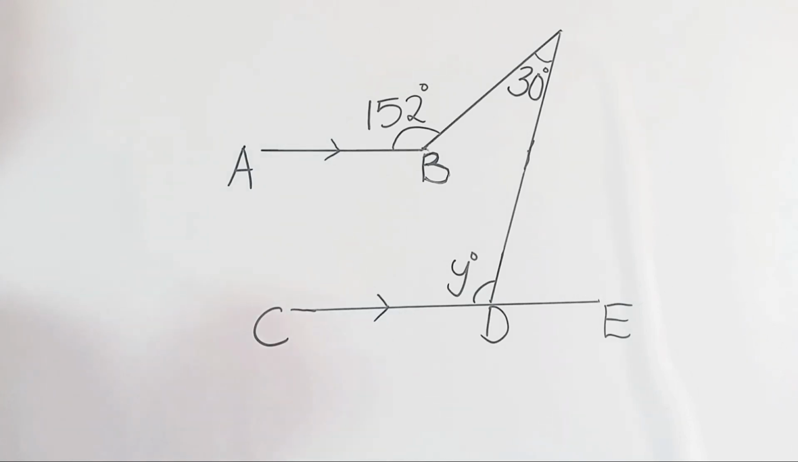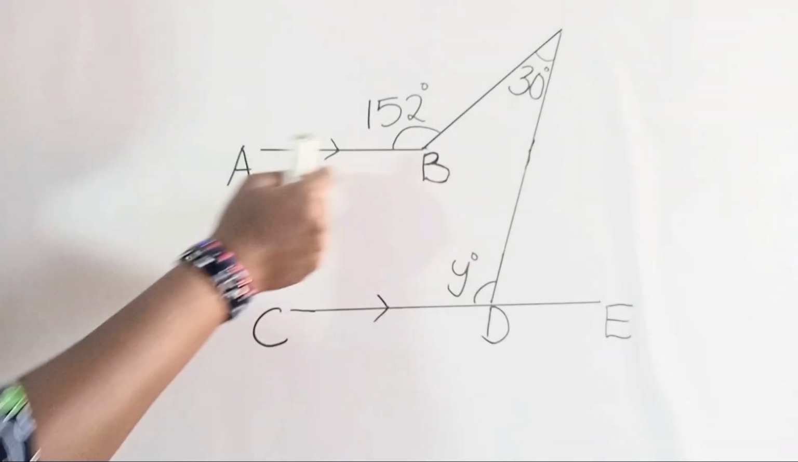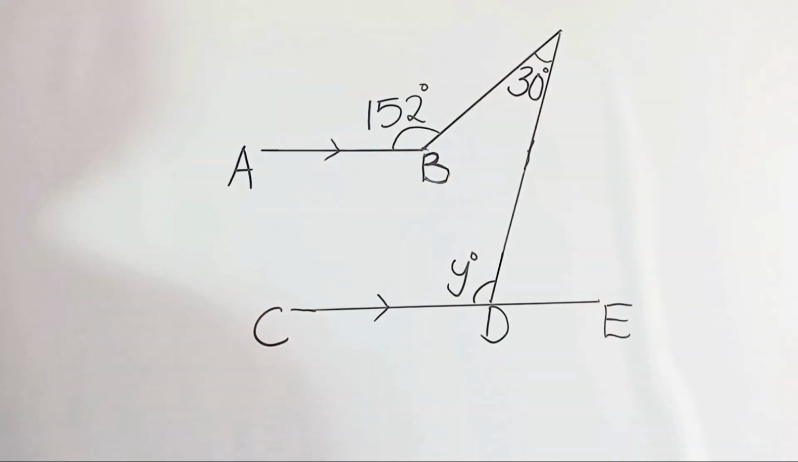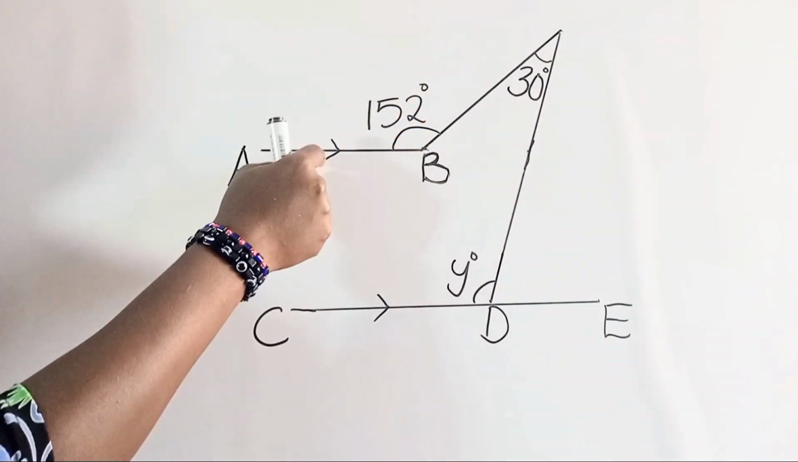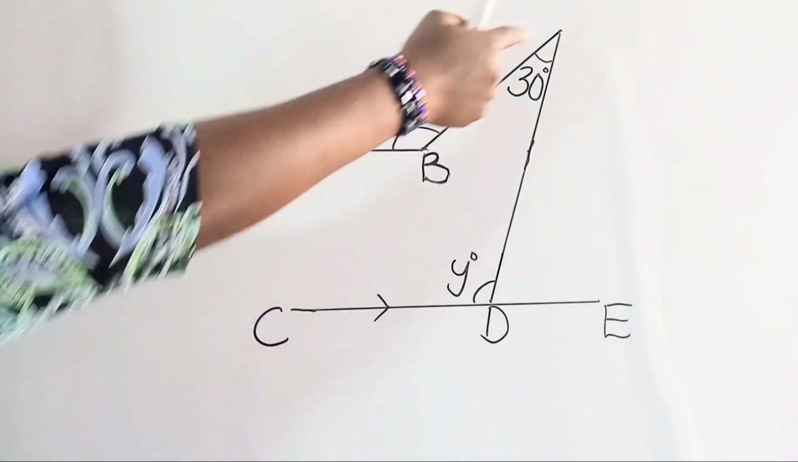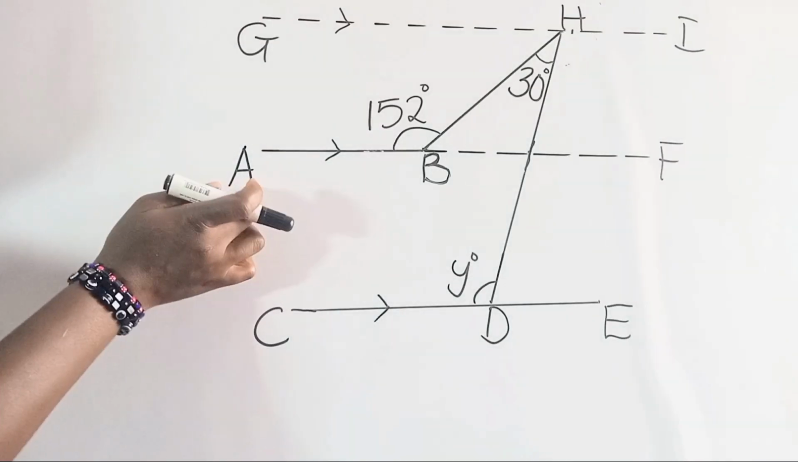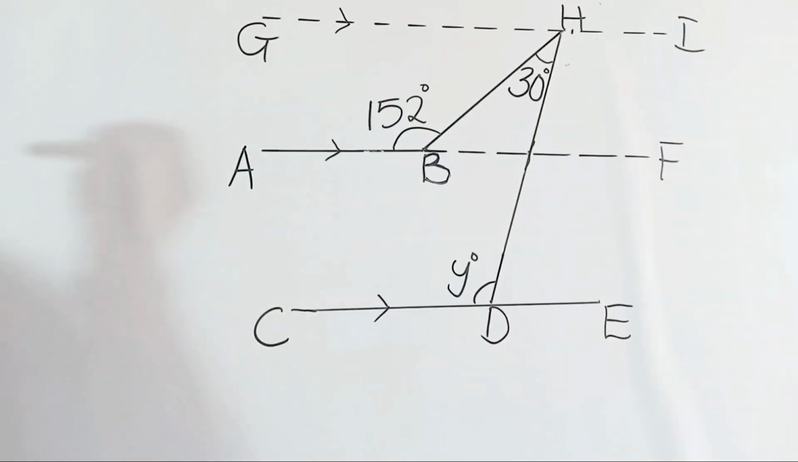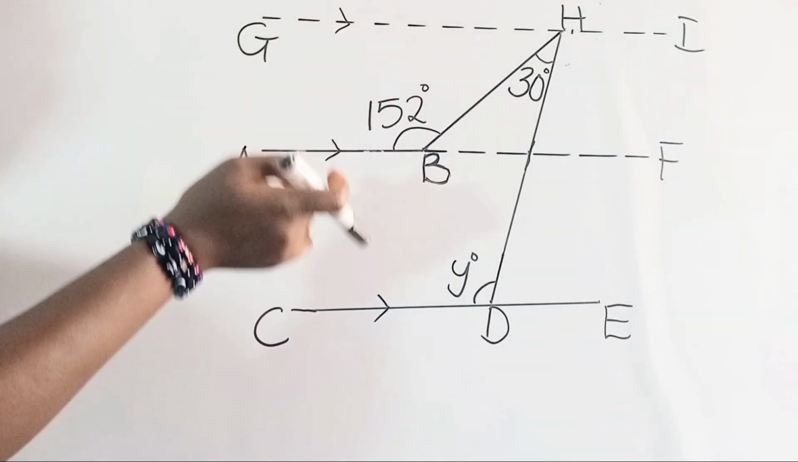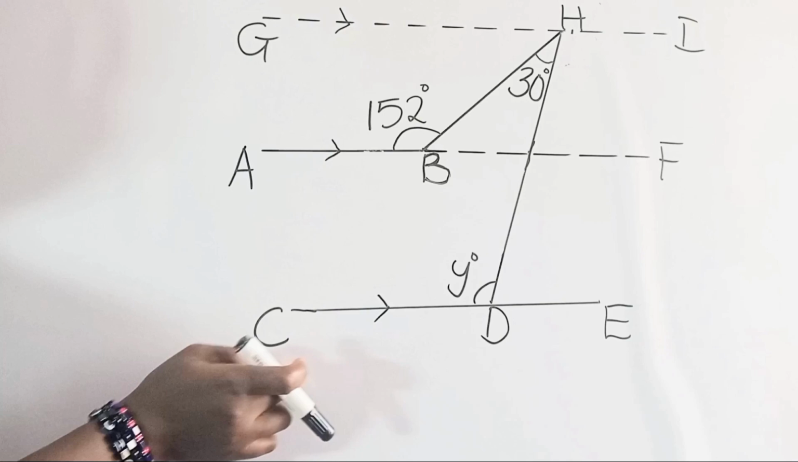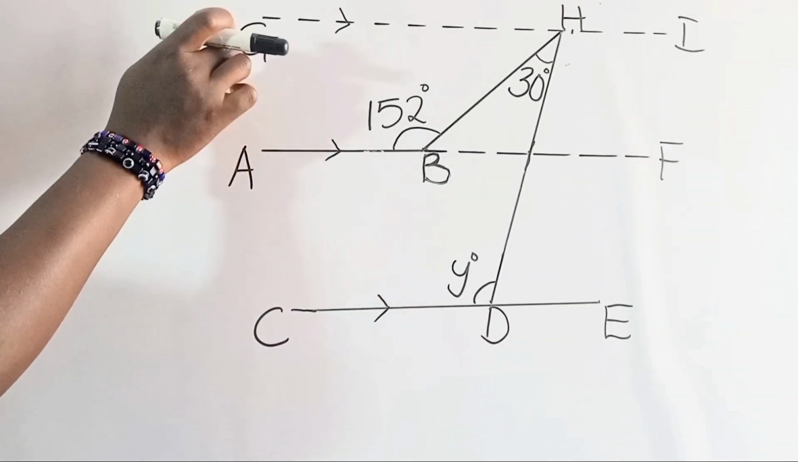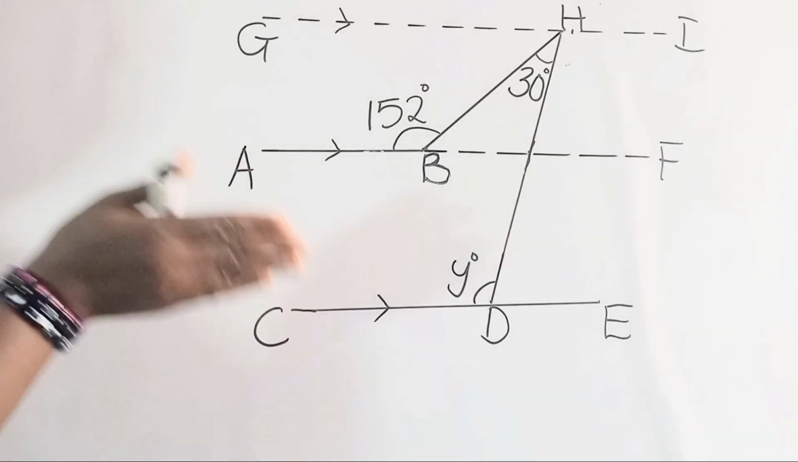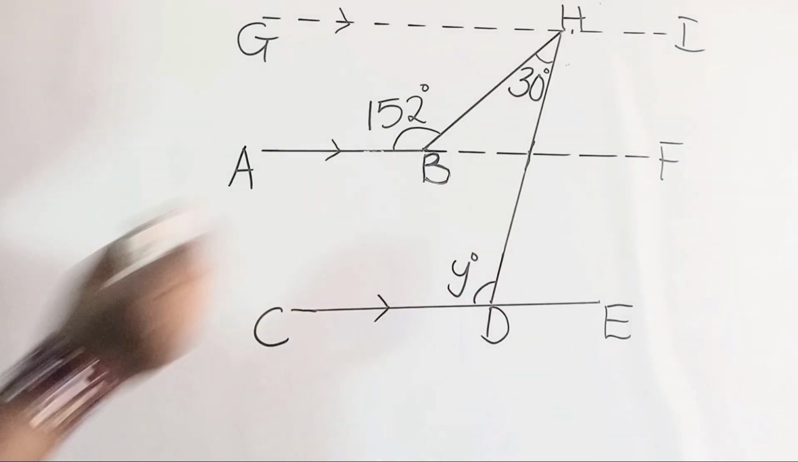What I'm going to do here is extend this parallel line beyond this point B and also create another line that is parallel to this existing line at this point. I have extended this parallel line AB to point F, and I've created a new line which is parallel to lines AF and CE, and I named it line GI. Now we can solve for y.